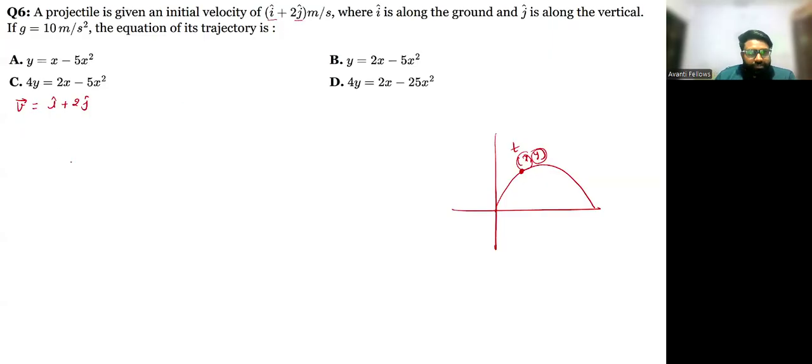Because the velocity is given to us, we can say that Vx is nothing but 1, which is a component here. This is Ux, the initial x component, and this is Uy, which is the initial y component. Now at this time t, the horizontal distance covered is x only, and the vertical displacement is y. Since the acceleration of gravity is constant here, we can apply the equation of uniformly accelerated motion. Sx is equal to uxt plus 1 by 2 axt square.